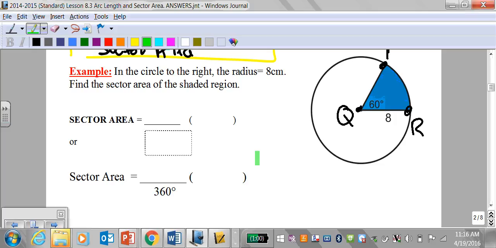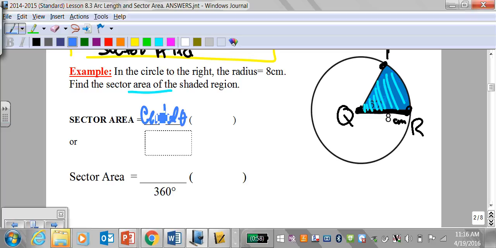Okay. In the circle to the right, we have a radius of 8. Trace the radius. It's 8 centimeters. We want to find the area of the shaded region. So I'd like you to stripe this. That's the area we're going to find. First, we write our equation. Central angle theta over 360 times pi r squared. Cool? Get your hands off that calculator.